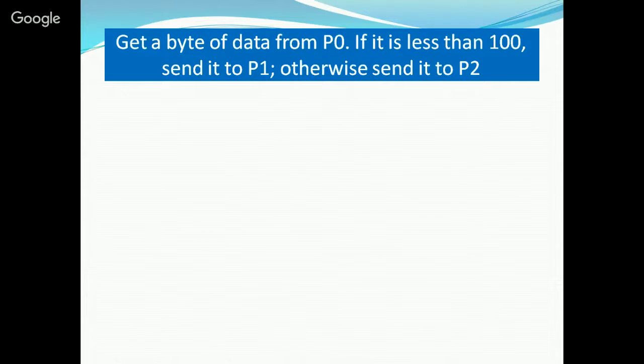Let's say the real-time scenario is like this. You have some sensor connected to P0. This is our 8051. This is P1, P0, P2 and P3. When we say get a byte of data, it means the real-time data is coming to port P0.